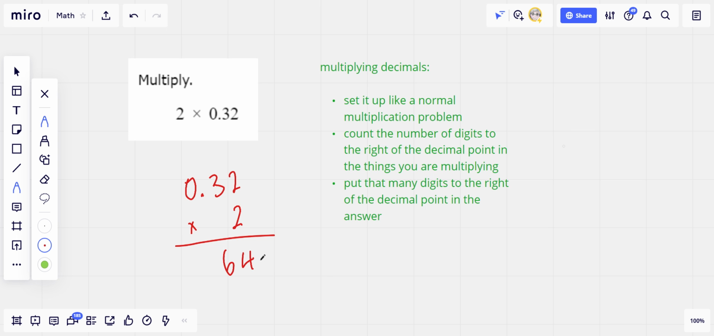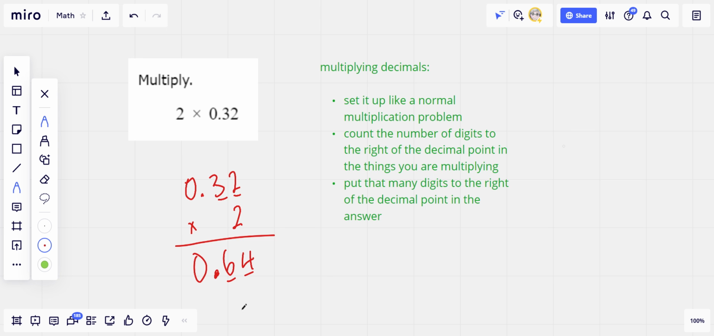So that's my answer, except the answer to this problem is not really 64 because we have to put a decimal point in somewhere. The rule is you count the number of digits to the right of the decimal point in the things you're multiplying, and that's how many you have to have in the answer. So I've got the 3 and the 2 being to the right of the decimal point, and those are the only digits behind any decimal points here. So that's a total of 2 digits. So in the answer, I have to have 2 digits behind the decimal point. So both of these have to be behind the decimal point.